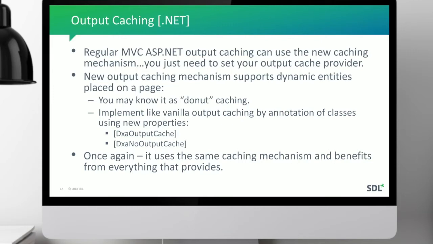And you can use it just like you could with the old ASP.NET mechanism. You just annotate your class with a couple of attributes to determine whether it uses it or not. And like I say, it's using the exact same caching configuration as everything else now. So you could have your output cache go to a distributed cache if you wanted, or you could have it as a small in-memory cache. It's pretty flexible like that.